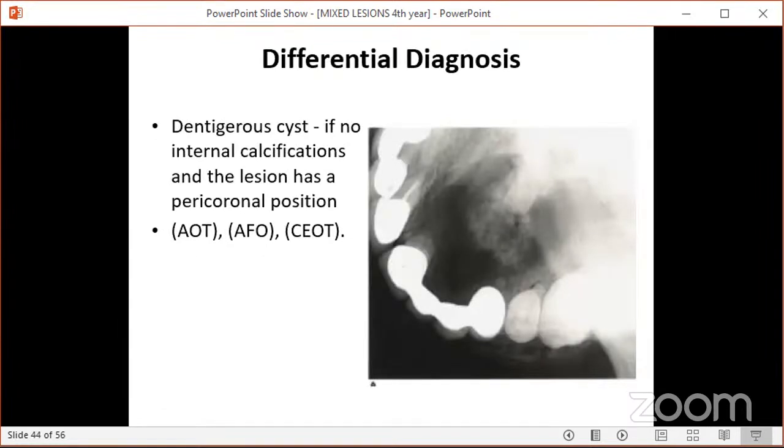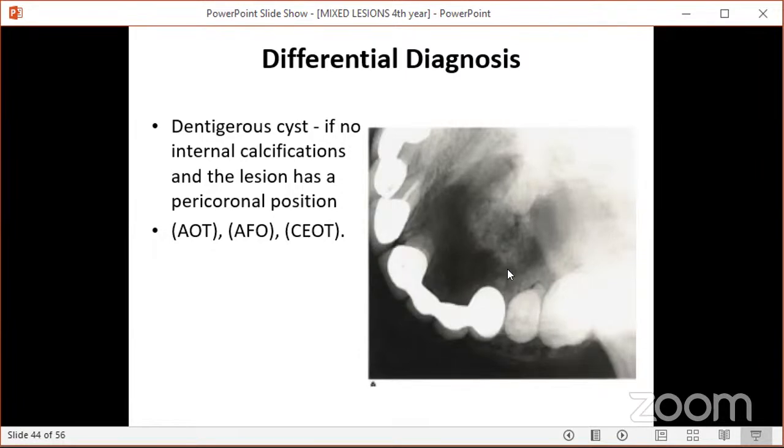So what are the differential diagnoses? One is a dentigerous cyst, especially if there are no internal calcifications and the lesion has a pericoronal position. Other differentials would be the tumors that have calcification within them.